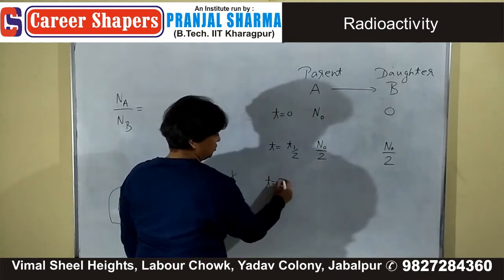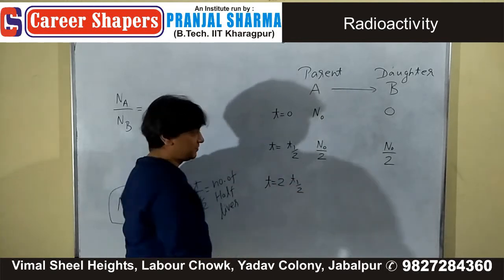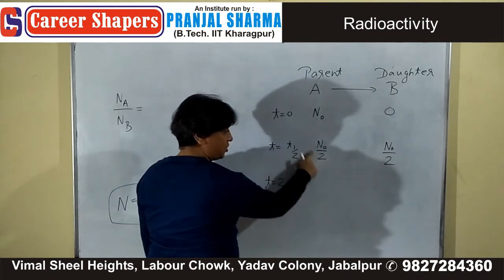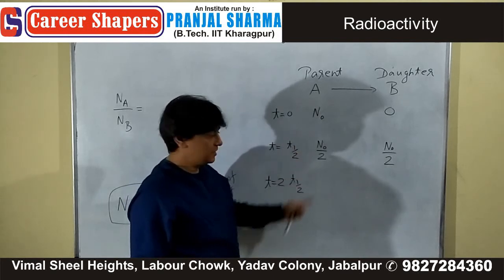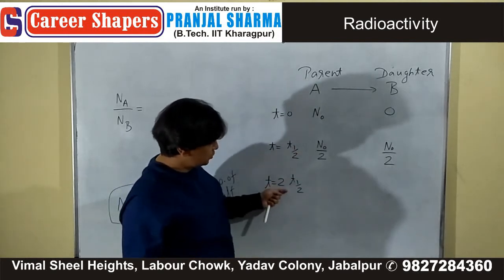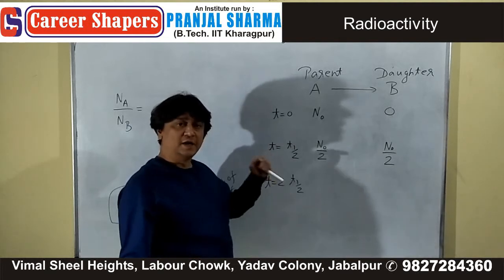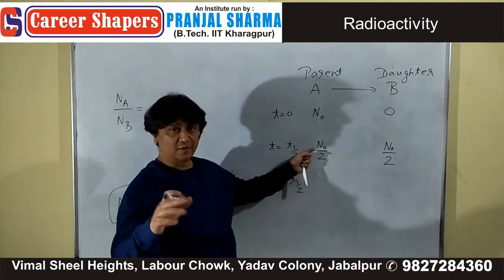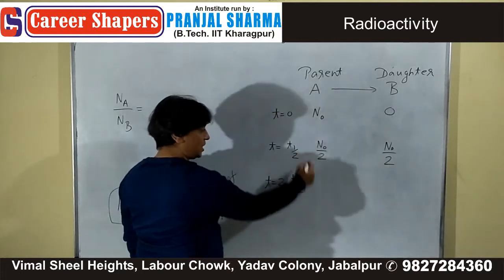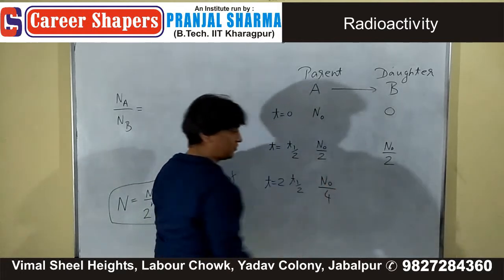When t is 2T half, after the second half-life, this N naught by 2 will become what? Half. From this to this, what is the time duration? T half. And in T half, what happens? The number of active nuclides becomes what? Half. And therefore, half of N naught by 2 is N naught divided by 4.